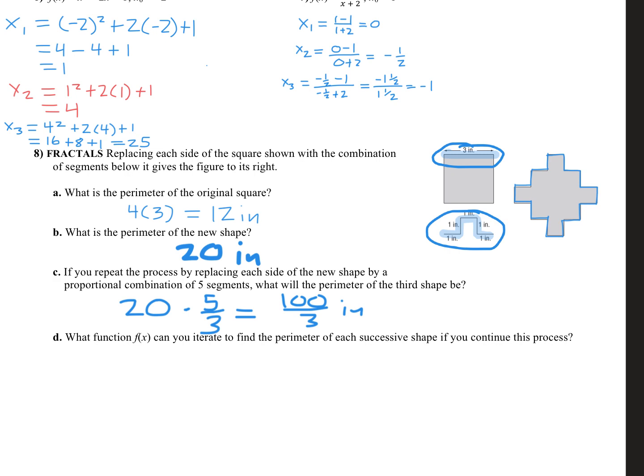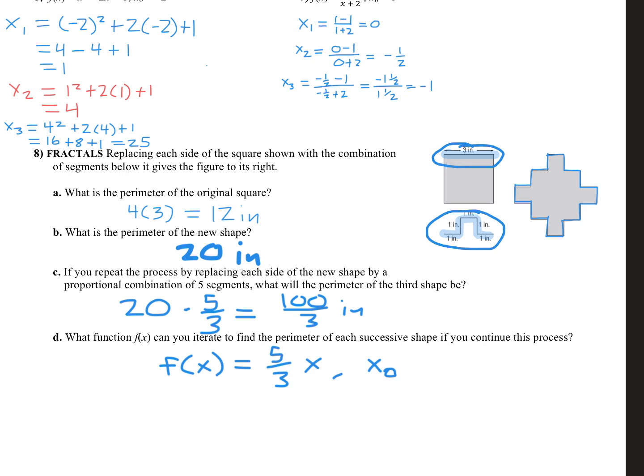All right, so what function can you iterate to find the perimeter of each successive shape? All right, so let's write f of x, since it asks for the function in that form. And we're just going to take our previous term and just multiply it by 5/3. All right, so remember for this process, it's a little different. They have to tell you what x0 is. And I don't actually know what x0 is yet.